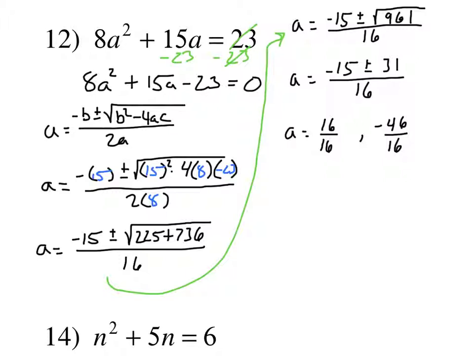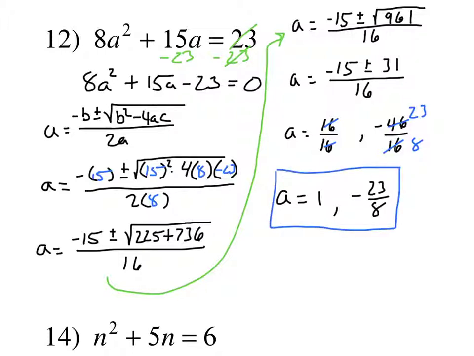Well, 16 over 16 is 1. And negative 46 over 16, what goes into both of those numbers? At least 2. 2 goes into 46 how many times? 23 times. 2 goes into 16? 8 times. Can you reduce 23 and 8? Nope, so there's our answer: negative 23 eighths. And there we go. Any questions on number 12?